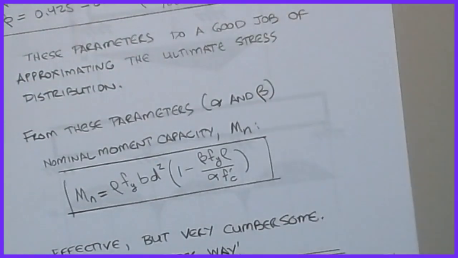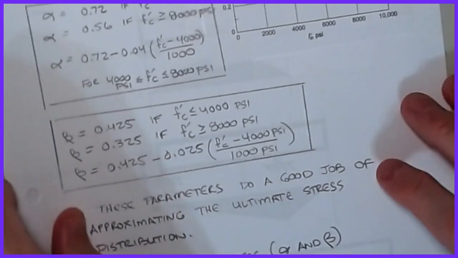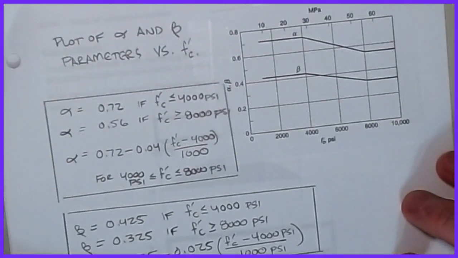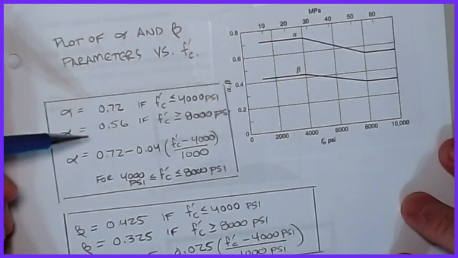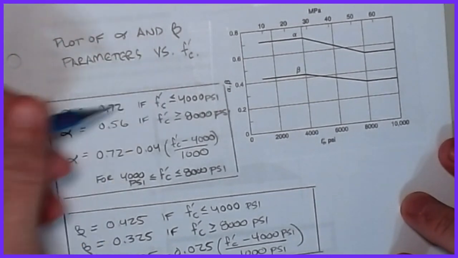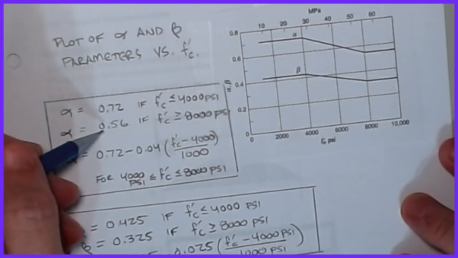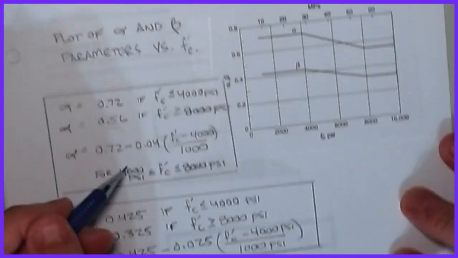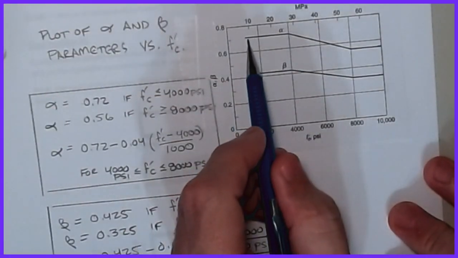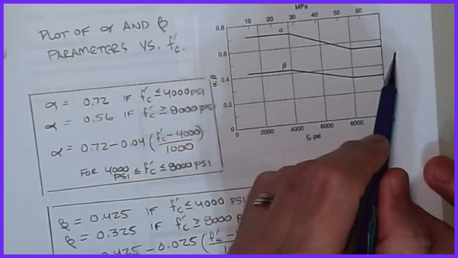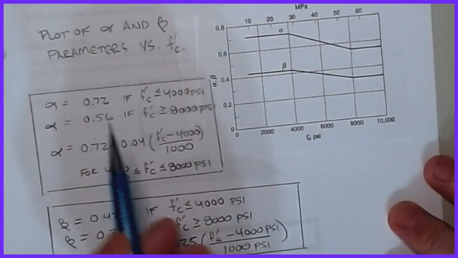All right, so let's define a couple of constants as we start to look at this. Okay, if we define a couple of parameters in this, we can now compute the nominal moment through these parameterized formulas that if f prime c is less than 4,000, we're going to take alpha as 0.72. If f prime c is greater than 8,000, it's 0.56, and then there's a linear interpolation that exists in between these. Okay, and so I can plot this alpha curve that looks something like that. And I'll explain what we're going to do with alpha and beta here in a second. Okay, and so we can plot all of these as functions of f prime c.